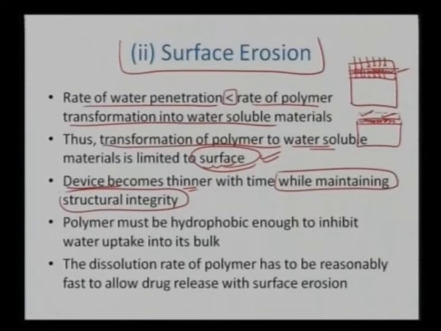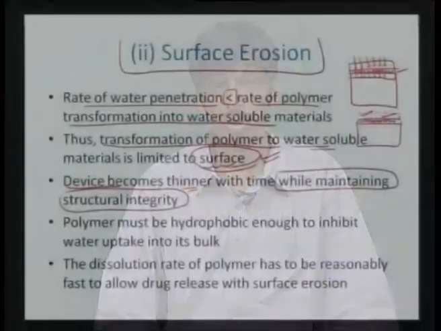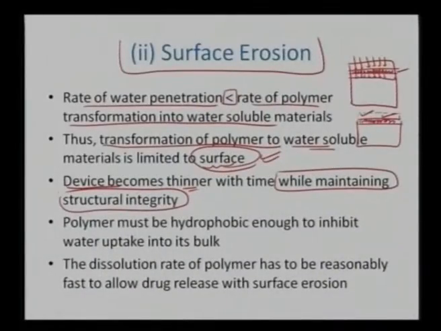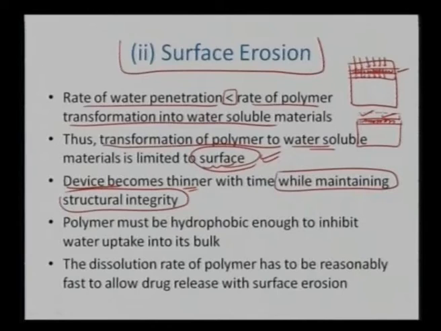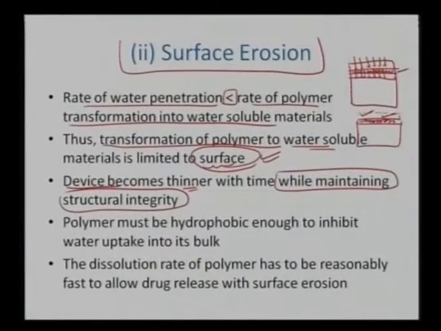It is not like the previous case, when the entire polymer is taken up by the water and there will be sudden cracking and crevice formation in the entire material. In this case, the surface starts degrading and the structure maintains its integrity, because only the surface is getting damaged first or getting absorbed. So it gets thinner and thinner because of the surface degradation process, but it maintains its structural integrity. That is the advantage of surface erosion.